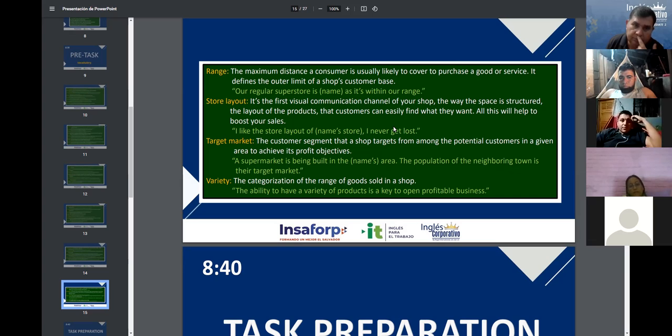Variety. The categorization of the range of goods sold in a shop. The ability to have a variety of products is the key to a profitable business.